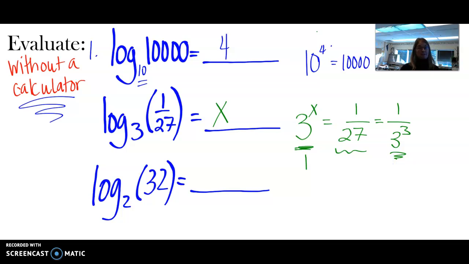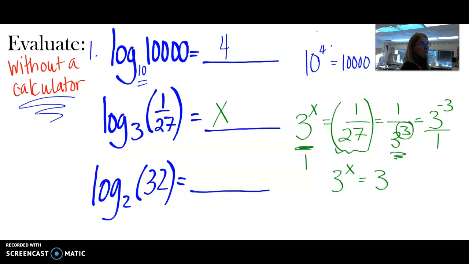I want to make it so the base is 3, so I can bring this to the numerator if I make this exponent a negative instead of a positive. Anytime you bring a term from the numerator to the denominator or the denominator to the numerator, the exponent changes sign. So 3 to the x is the same as, 1 over 27 is the same thing as 3 to the negative third power. So 3 to the what equals 3 to the negative third. Well, these exponents would have to match, so this would be negative 3.